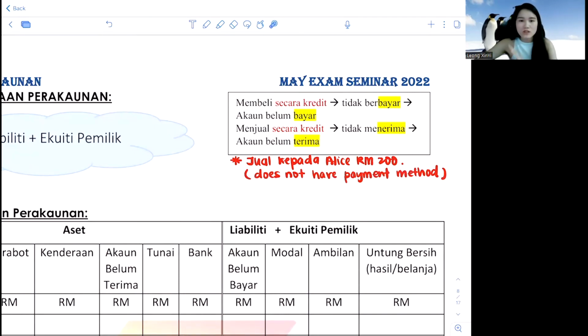So that means, if there's no payment method, hutang. So your option would be ABT or ABB. So again, how do you choose between terima or bayar? Look at the word jual. If you sell, you should be receiving. So ABT it is.